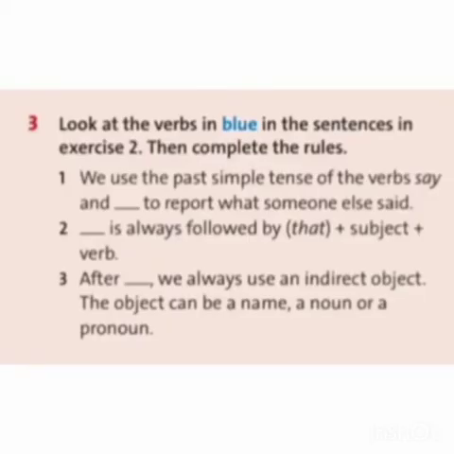Look at the verbs in blue in the sentences in exercise 2, then complete the rules. The first, we use the past simple tense of the verbs say and tell to repeat what someone else said. The second, said is always followed by that plus subject plus verb. The third, after told, we always use an indirect object. The object can be a name, a noun, or a pronoun.